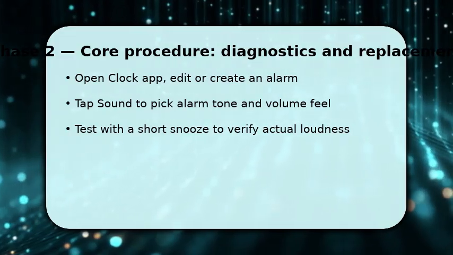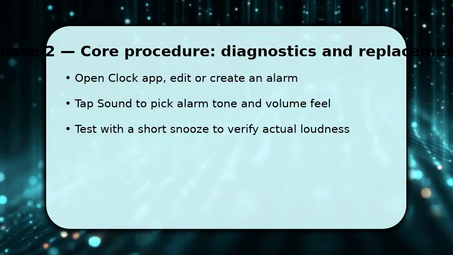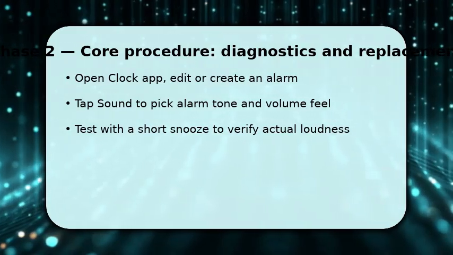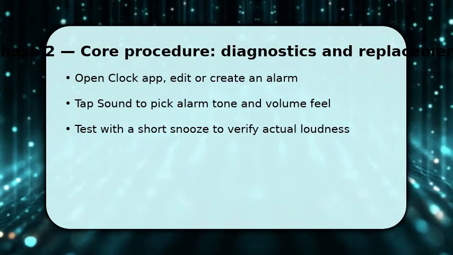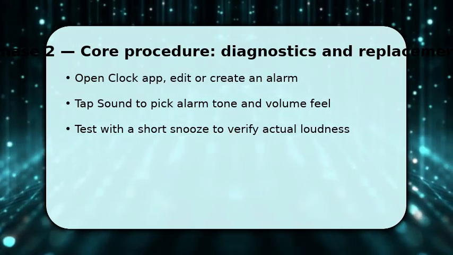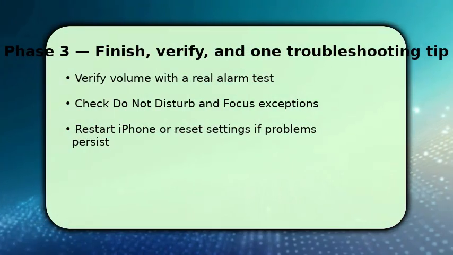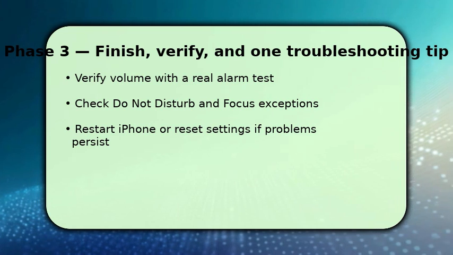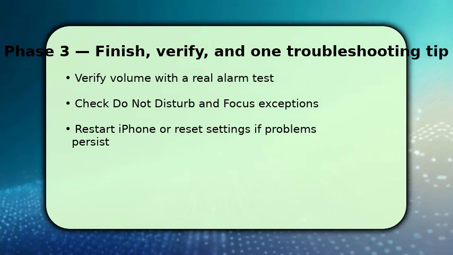Once selected, set the time and save, then test the alarm with a short snooze so you hear it live. This confirms the combination of slider, tone, and system settings produces the wake level you need. Finish by running a real alarm test to confirm the level. Make sure you place the iPhone where you normally sleep, since positioning changes loudness.